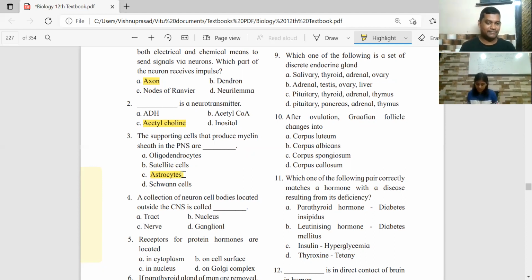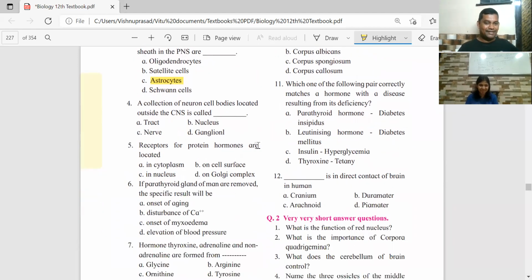Neuroglial structure. How do you remember it? One minute. Neuroglia. What? Do you remember? No! Okay, fine. Next one.